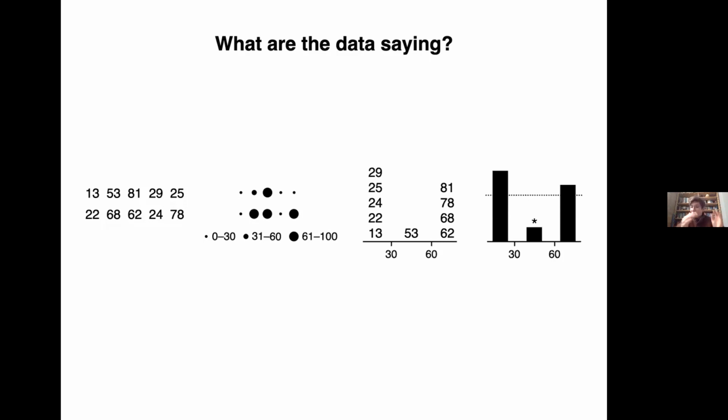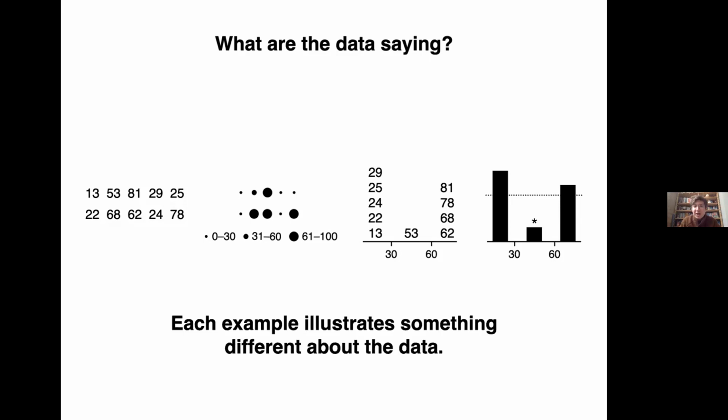But then when we organize them in certain bins, we see that there are some small values, some large values, but we have only one value in this medium bin, which might be really important to communicate, none of which would be communicated with just the numbers themselves. So each of these examples is illustrating something different, albeit nuanced, about the data.